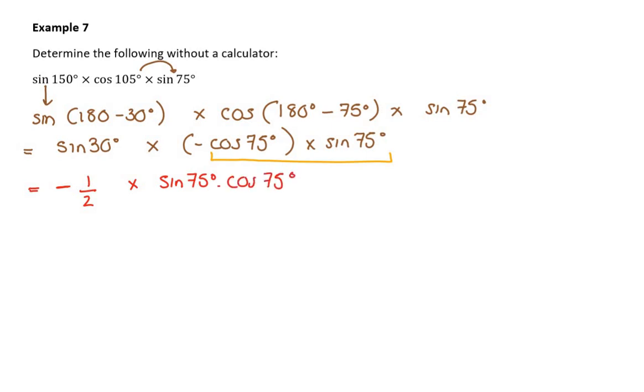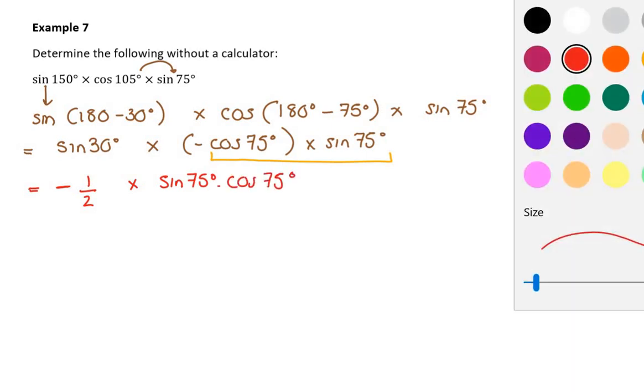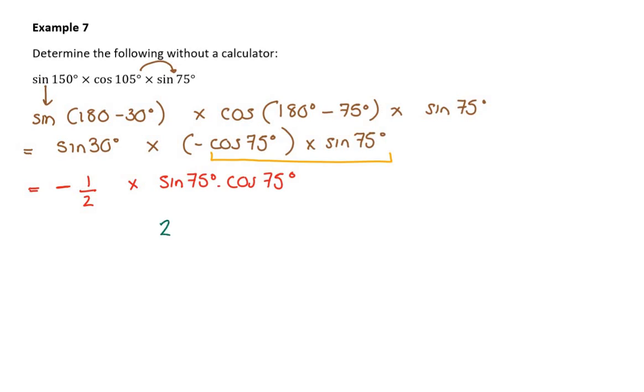a double angle. Now I'm going to rewrite it as a double angle as long as I have a 2. So if I have 2 sine 75, cos 75, it's going to be a double angle. So I've added in a 2 there. Now you can't just add in a 2 like I've said in the previous video. That means you have to halve it as well, because a half times 2 would be 1, which is the actual coefficient there.